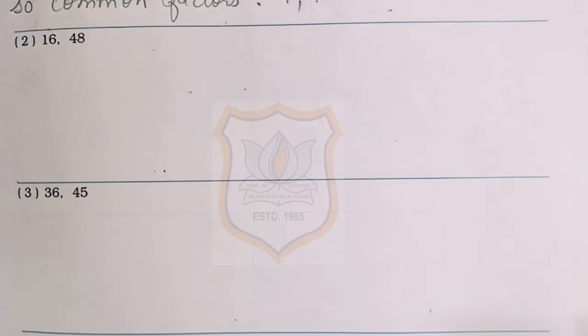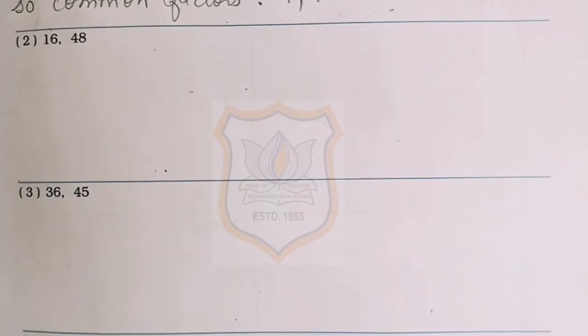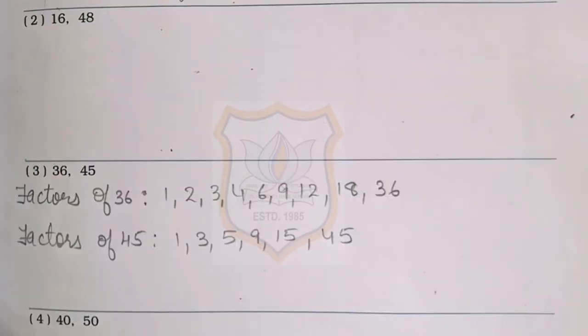Now we move to sum number 3. 36 and 45. Here also we have to find out the common factors of 36 and 45. For this, first we will write down the factors of 36 and 45. Now solution for sum number 3.